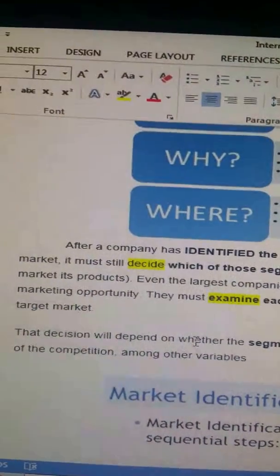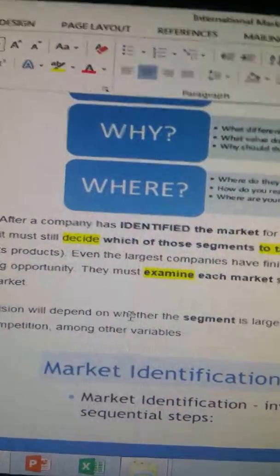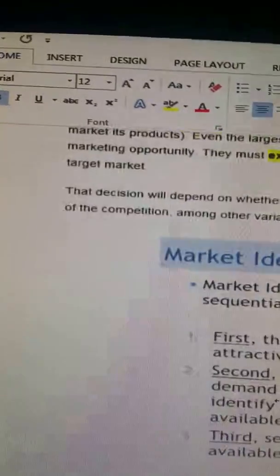Okay, and then we want to examine every single segment and say, okay, this is the one that's going to work better, and we are going to work towards the positioning.